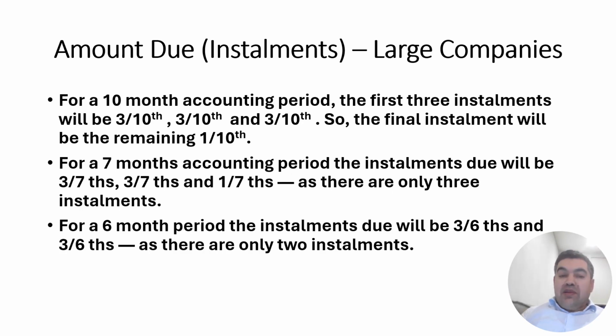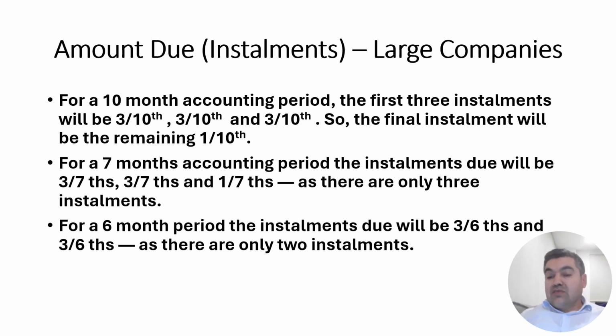However, things could be complicated if the accounting period is shorter than 12 months. For a 10 months accounting period, the first 3 installments will be 3 divided by 10, the same formula, where the number of months is 10. So 3 divided by 10 multiplied by estimated corporate tax liability. For 7 months, it will be 3 divided by 7, 3 divided by 7, and 1 divided by 7, because there will be only 3 installments based on the length of the period. For 6 months, there will be only 2 installments, 3 divided by 6 and 3 divided by 6.